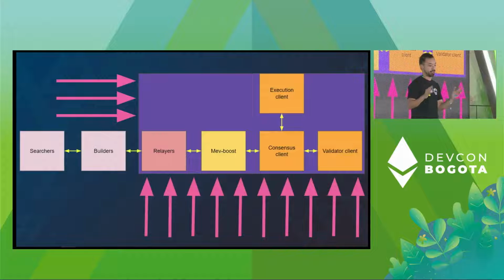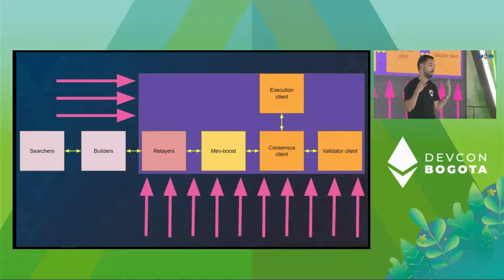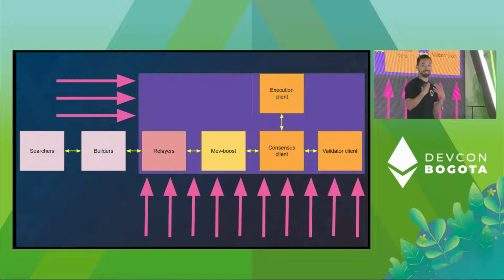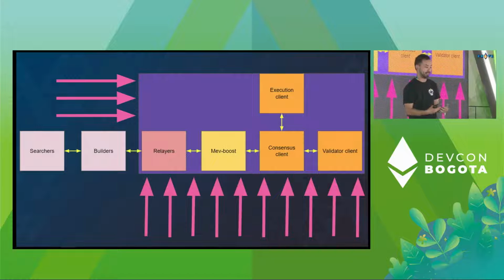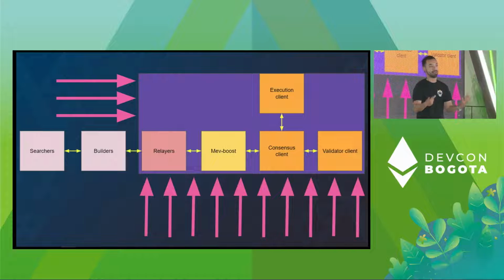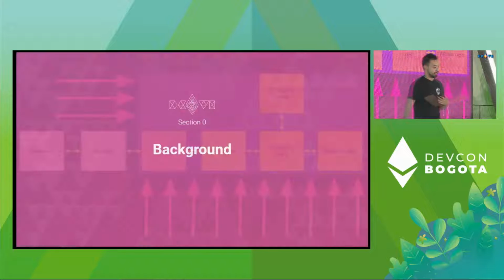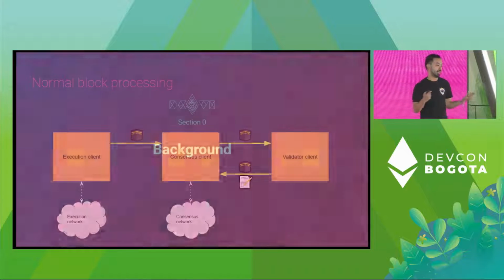Just to reiterate what I said, everything in the purple, we will go over it. We'll have relayers, MEV-Boost, which is a relay aggregator. We have the consensus layer client, execution layer client, and validator client. And this is what me and my team and other teams have been working on over the last few months. So background, why are we here, right?